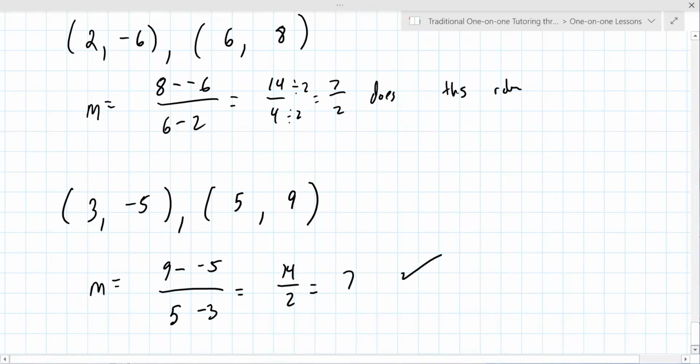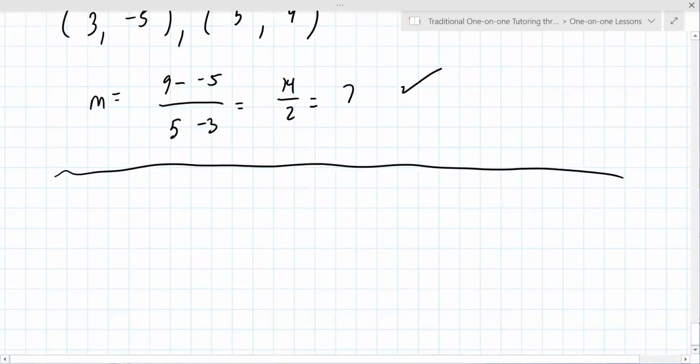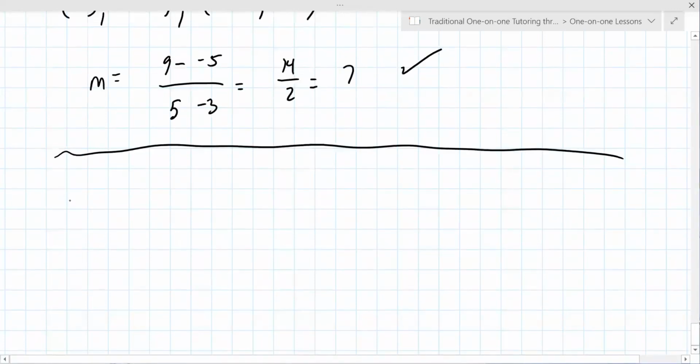Okay, we're gonna do more. We've got to get the skill down. You're doing a great job. You just have to keep doing a few of these. So (-2, -1) and (3, 5). I want you to find the slope between these 2 points.